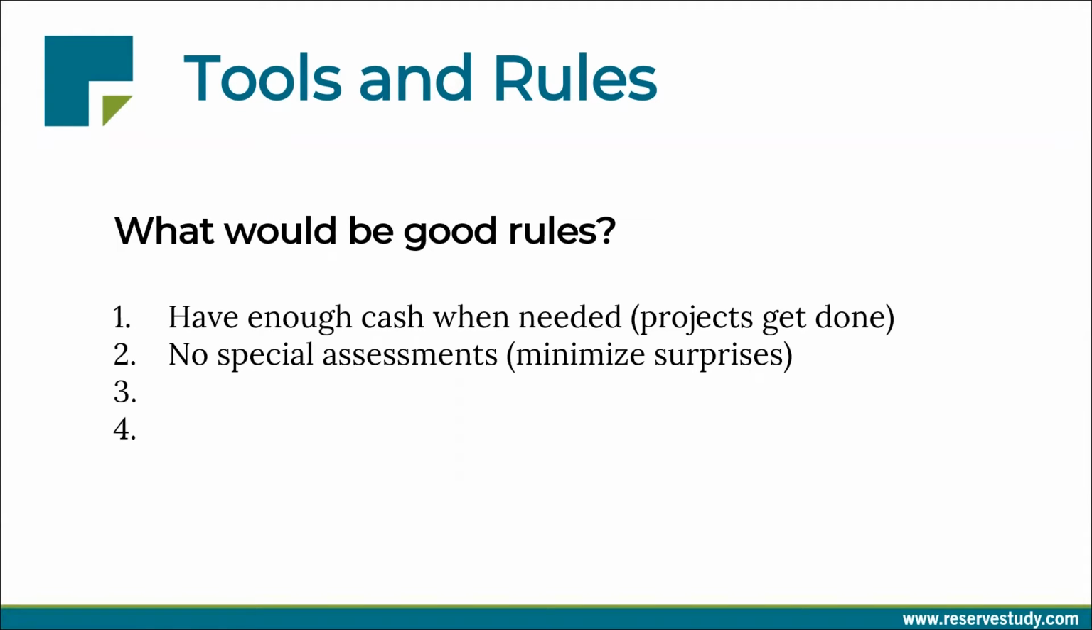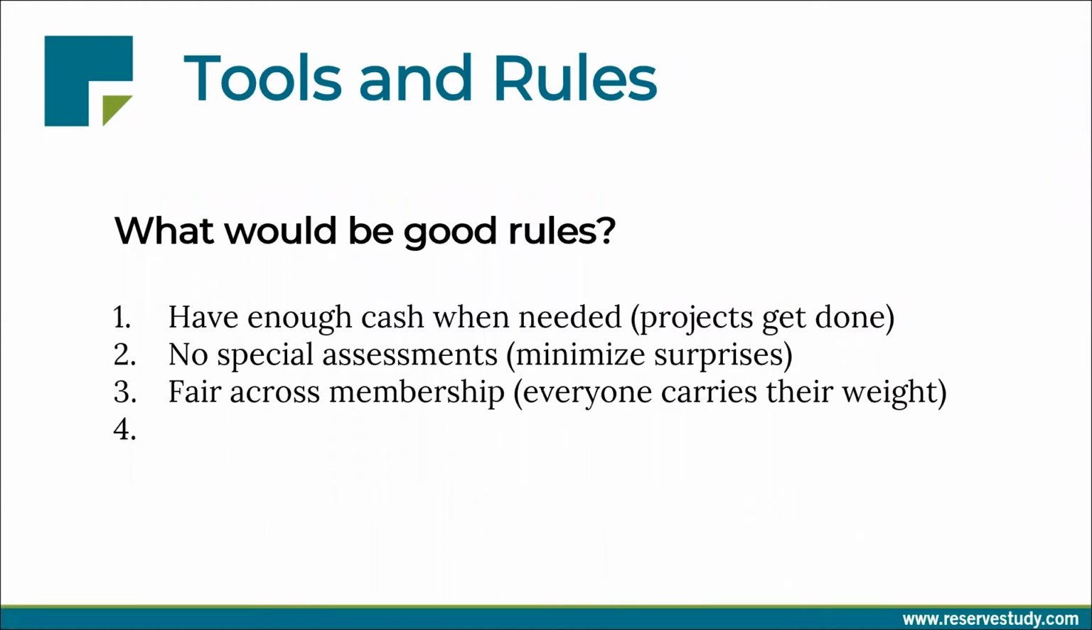Another would be kind of related, no special assessments. Let's have the cash set aside so we don't have to surprise our owners with a special assessment for something that deteriorated in plain sight over the last 10 or 15 or 20 years. And how about another rule? Make sure everyone pays their fair share. So it's fair across the membership. Everyone pays their fractions along the way, so you don't get a new couple or a new owner that just moved in and they get hit for a special assessment for deterioration that happened long before they were there.